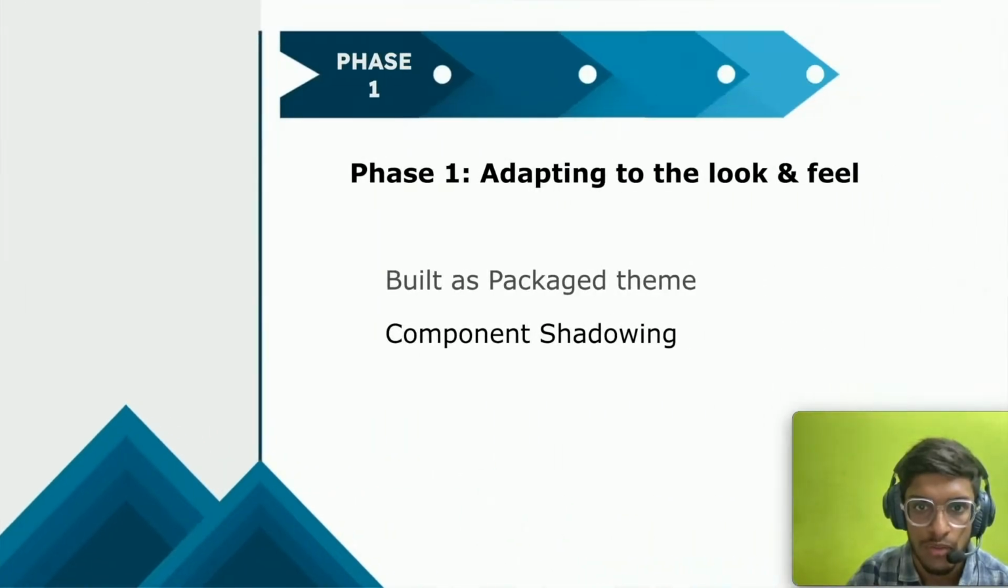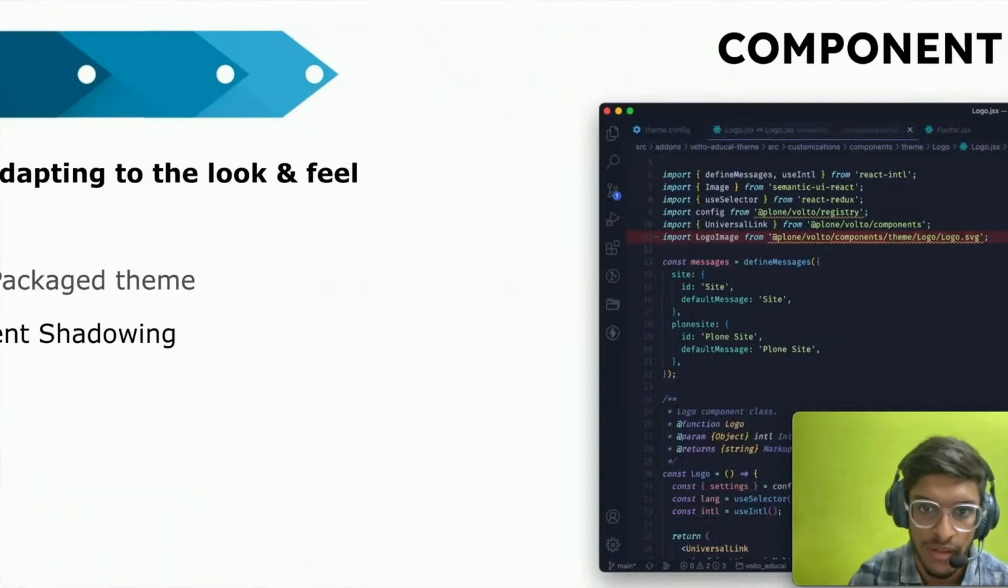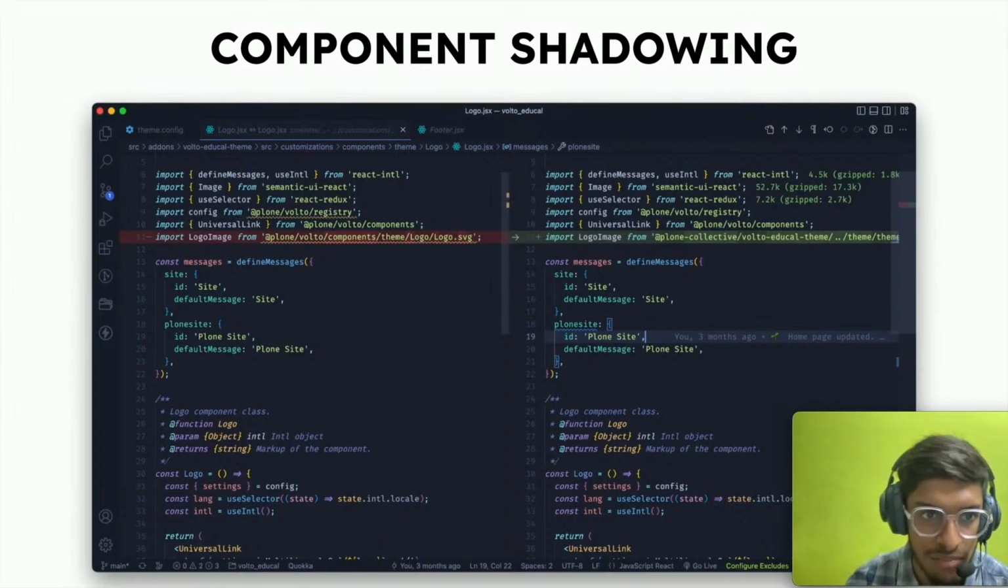Now moving on to the second phase, which is component shadowing. When we override the package theme, we basically change the look and feel of the Semantic UI components. But when we have to change the look and feel of the Volto components, the complete components such as header, logo, or footer, we use something called component shadowing. This is a very basic example where I have just changed the logo of the page using the logo component.